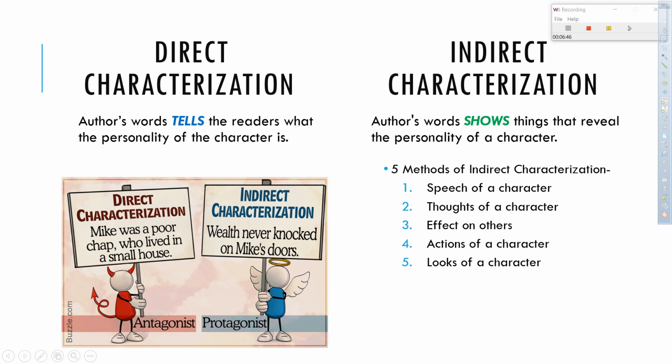So the visual shows the difference between the two. So if a story had direct characterization, they might say what is on that sign. They might say Mike was a poor chap who lived in a small house. The author is directly telling us about this character. While indirect characterization, the text might read, wealth never knocked on Mike's door. So you would use the words. It doesn't directly tell us that he is poor, but based on the author's text, we can infer that money doesn't come to him often. So that would be indirect characterization.